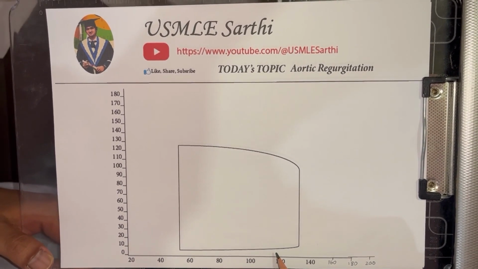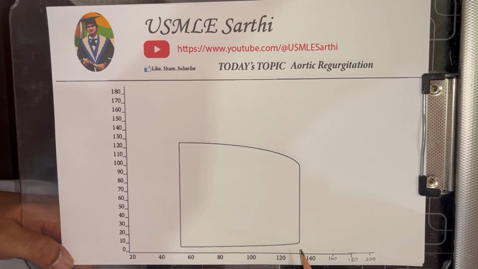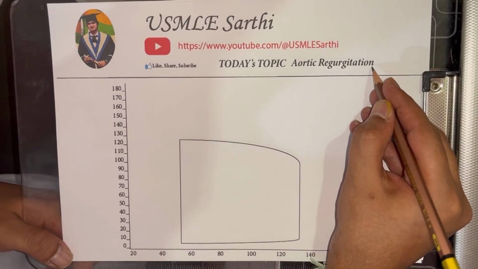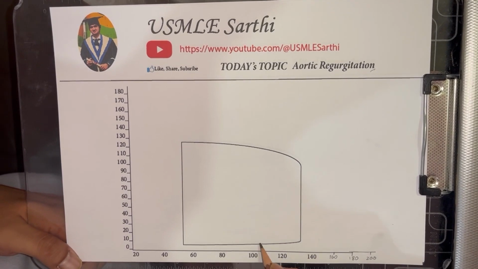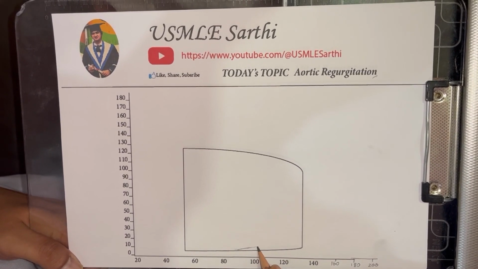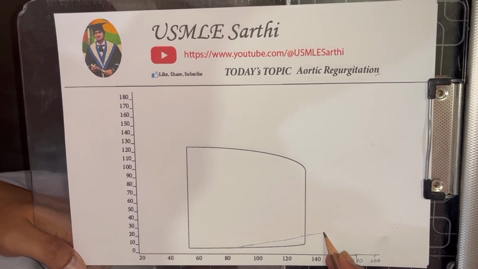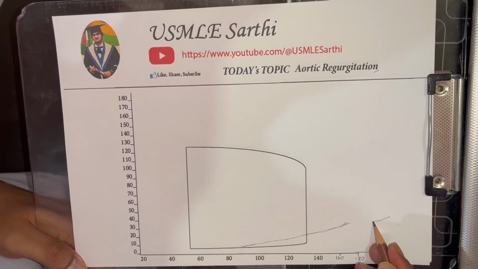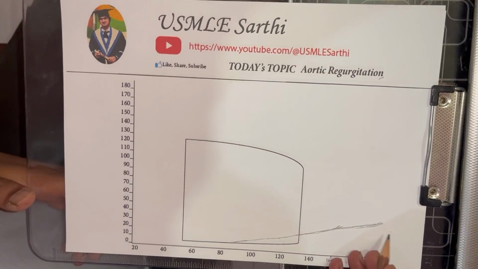So today's topic is aortic regurgitation, and let's begin with the graph and loop, how it looks. Firstly, aortic regurgitation means the valve is incompetent, it is not closed properly. So as the left ventricle starts to contract, the valve is opened and it will start ejecting blood, and the volume will be so high that it can cross even more than 200 ml. I will explain how the volume is more than 200.